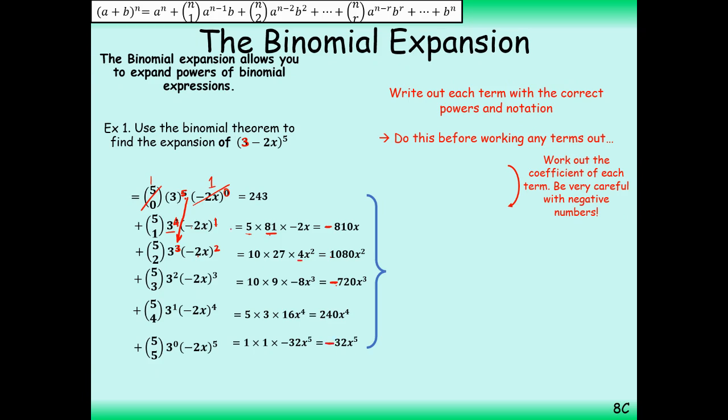Because these powers are going up by 1 at a time, when the power is odd, the term remains negative, and when the powers are even, it turns positive. That's why you see alternating signs there. So finally, you would write it in a line like so. Notice it starts with no x's and the x powers go up by 1 at a time.